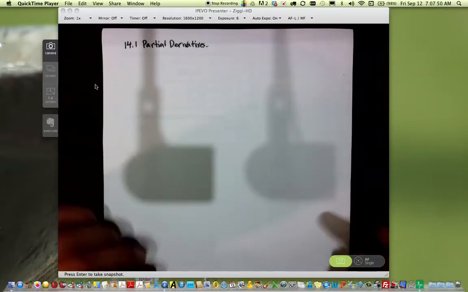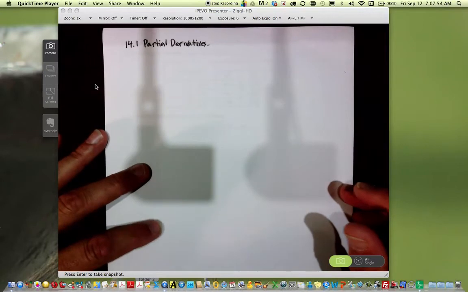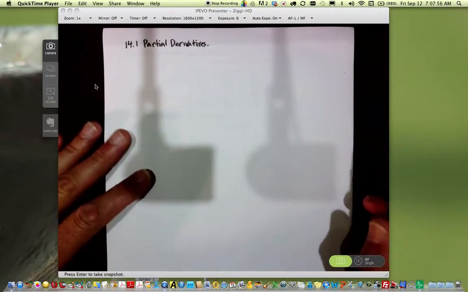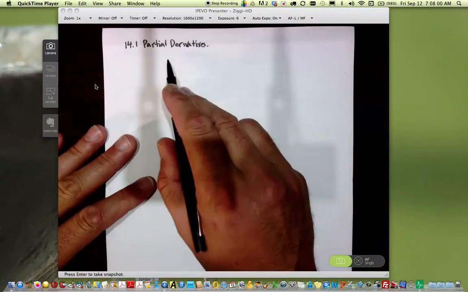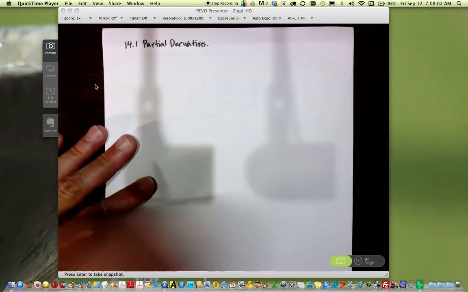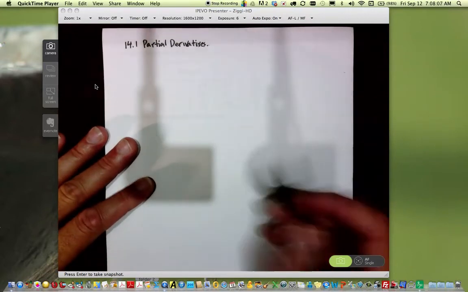Good morning, class, and welcome to this lesson on partial derivatives from section 14.1. I want to start out today's lesson by talking about how these partial derivatives have to do with what we learned about derivatives in Calc 1.